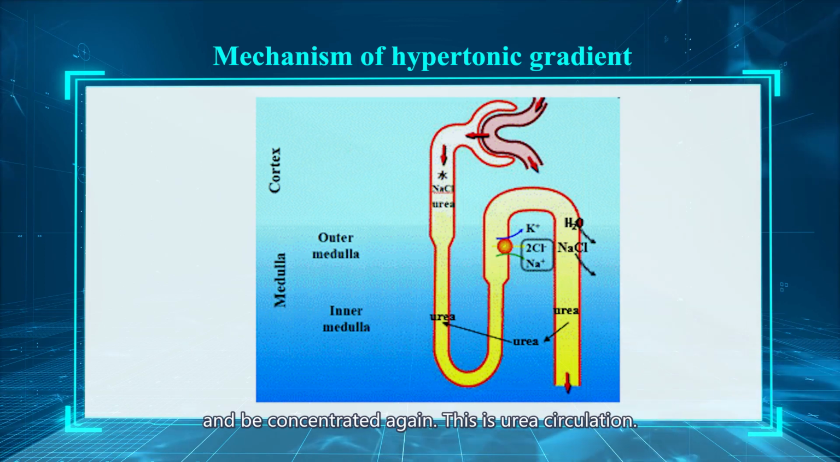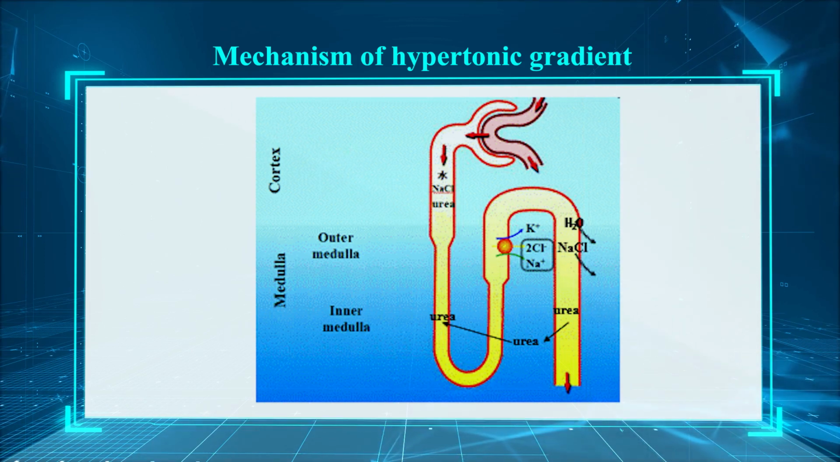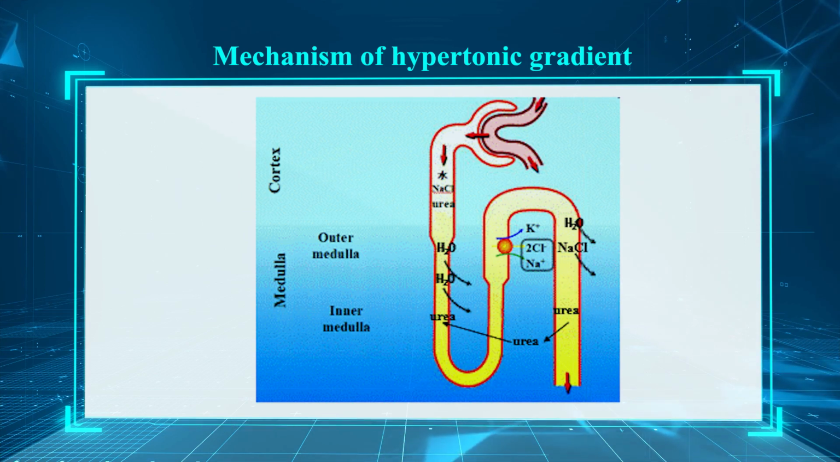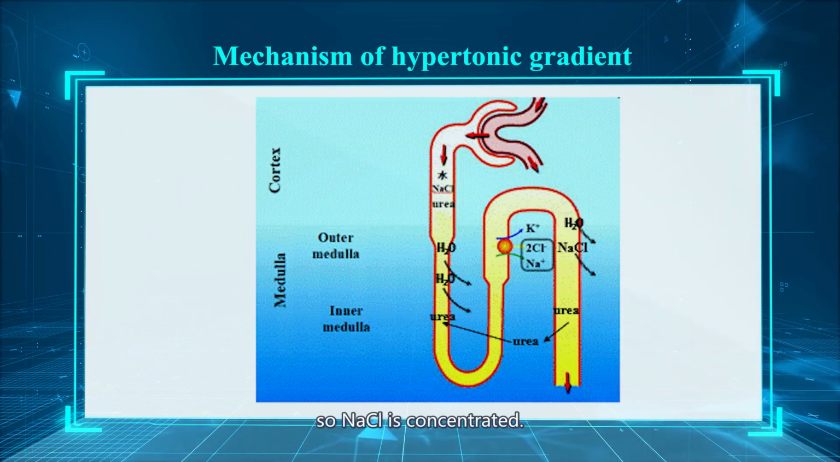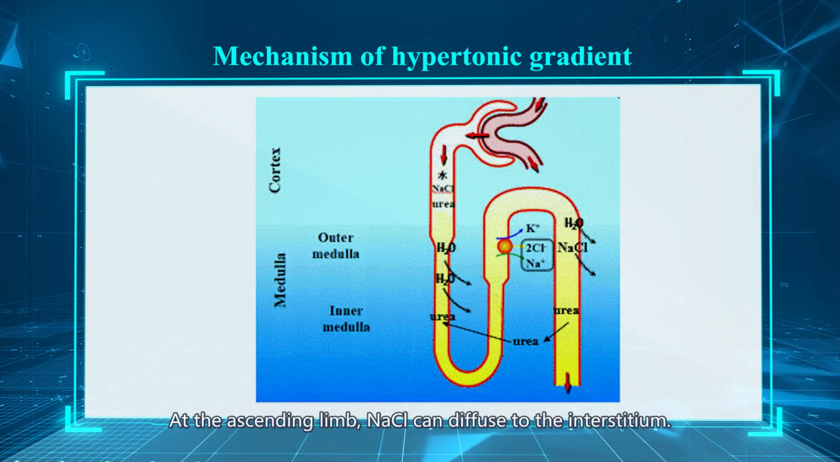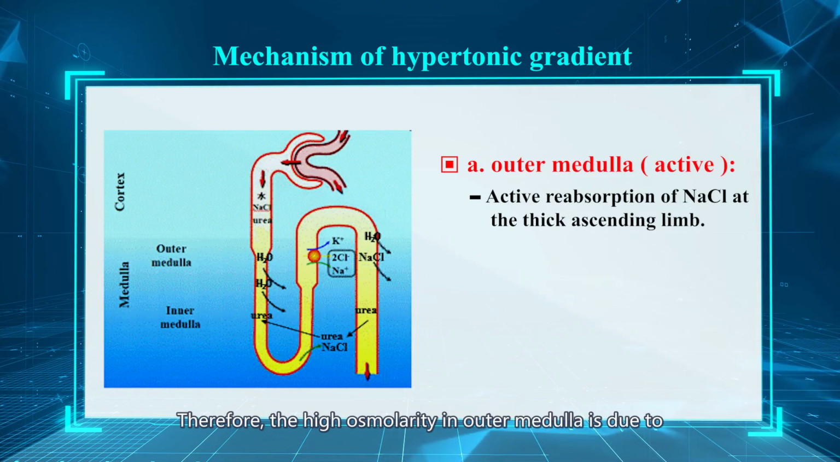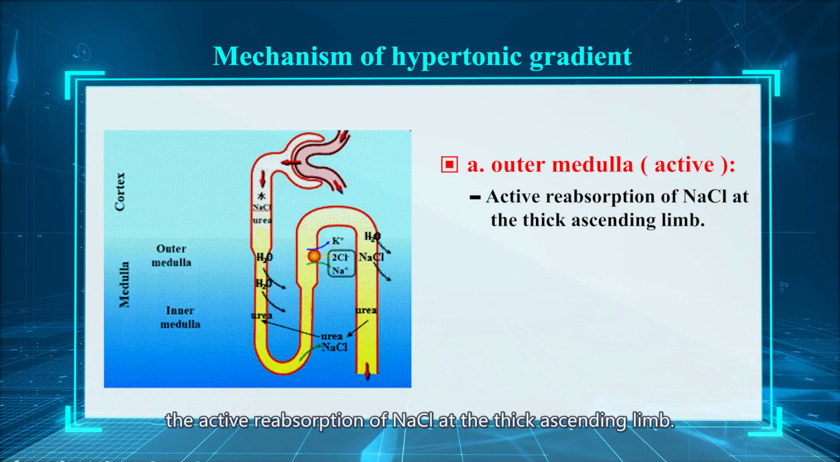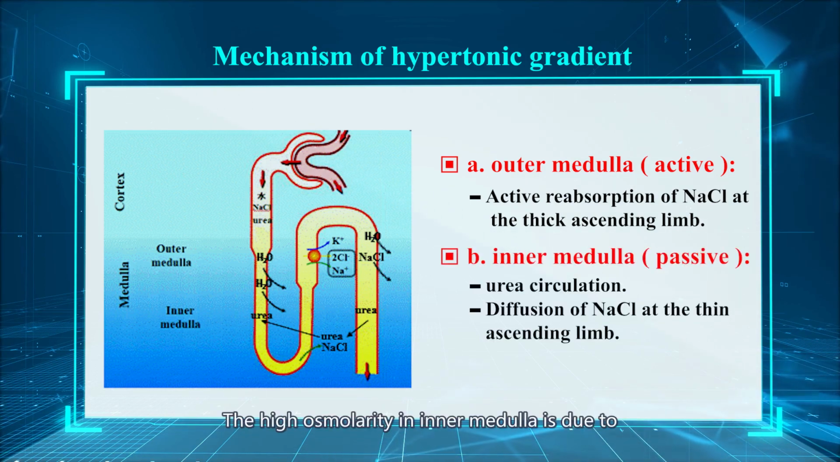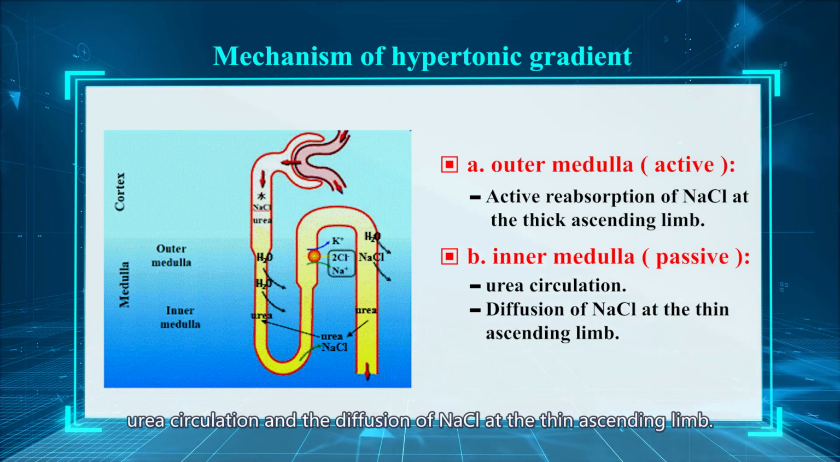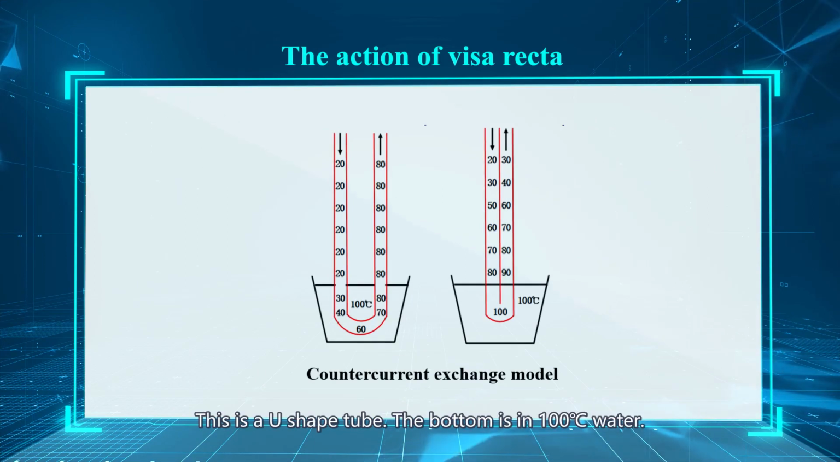This is urea circulation. Due to urea circulation, water can diffuse to the interstitium at the thin descending limb, so sodium chloride is concentrated. At the ascending limb, sodium chloride can diffuse to the interstitium. Therefore, the high osmolarity in the outer medulla is due to the active reabsorption of sodium chloride at the thick ascending limb. The high osmolarity in the inner medulla is due to urea circulation and the diffusion of sodium chloride at the thin ascending limb.